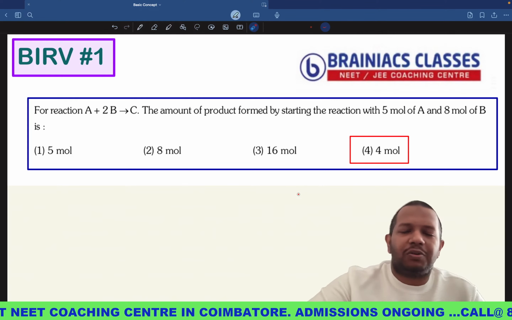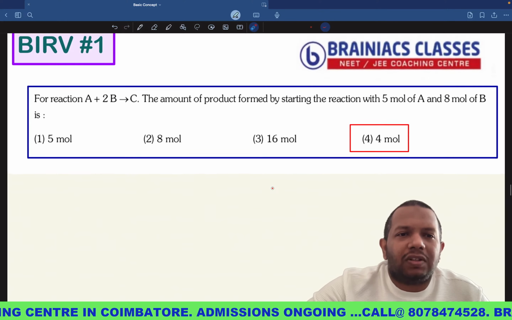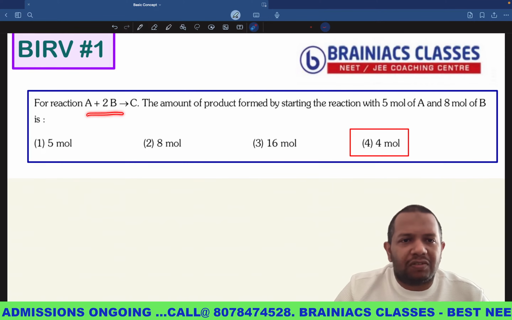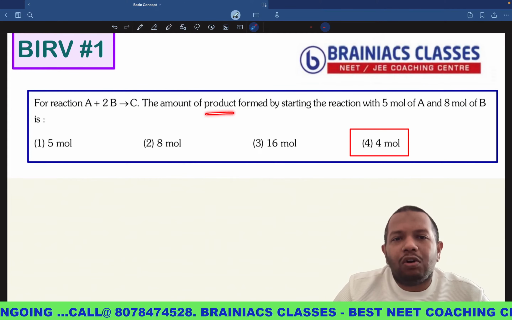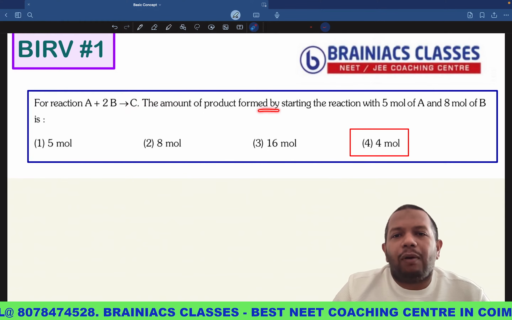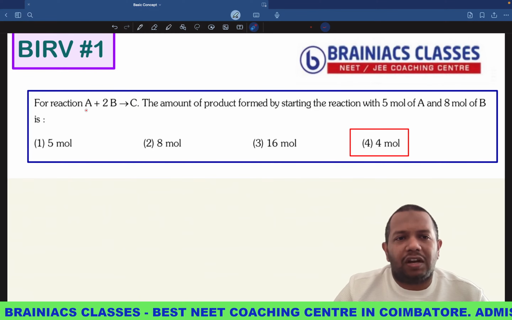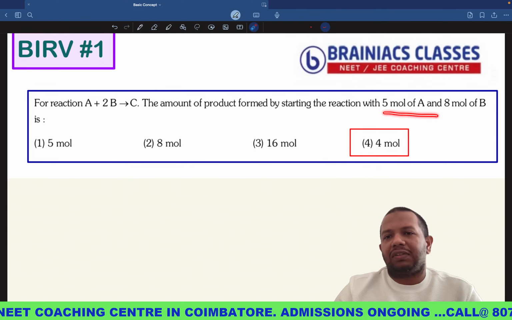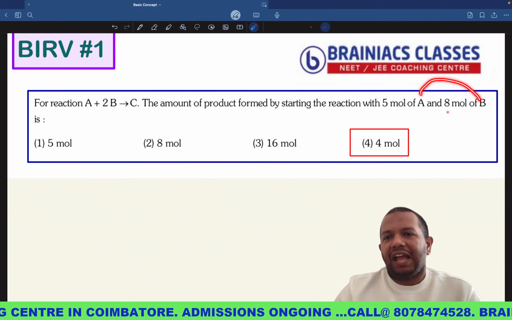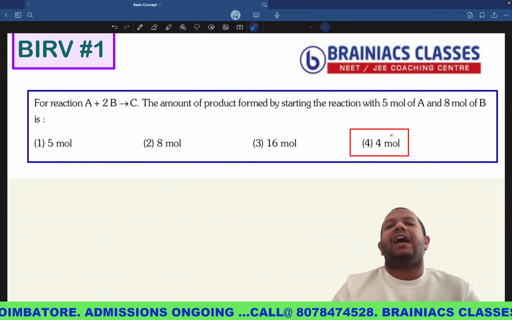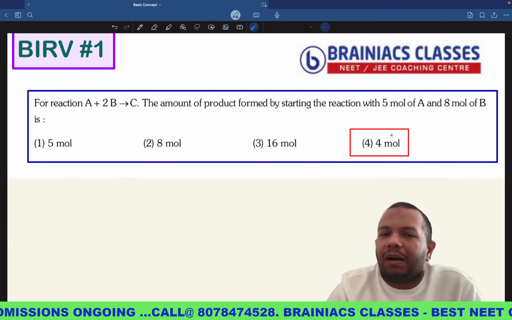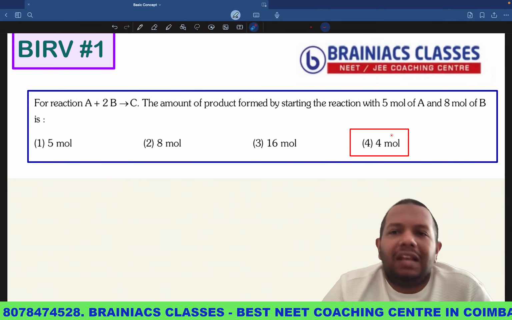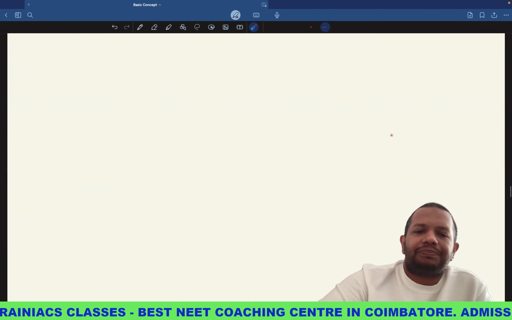Okay, we'll go to the next question. The question here is, for the hypothetical reaction A plus 2B giving C, what is the amount of product C formed by starting with 5 mole of A and 8 mole of B? Since both reactants are given with quantities, there is a case of limiting reagent. We need to check which among A or B is the limiting reagent.